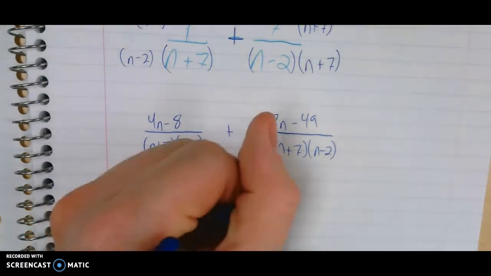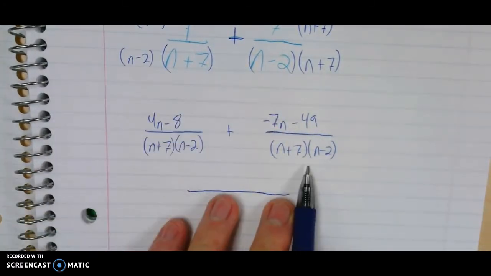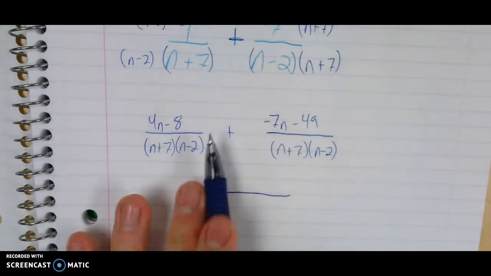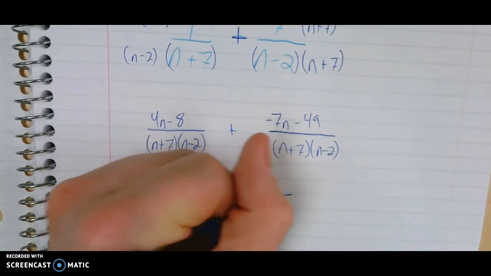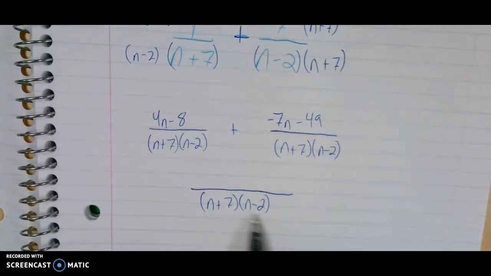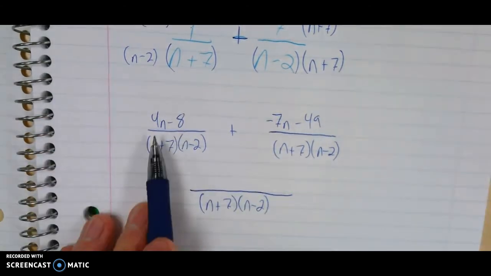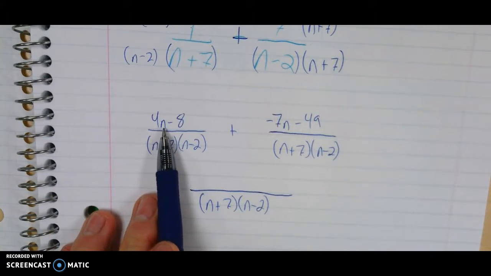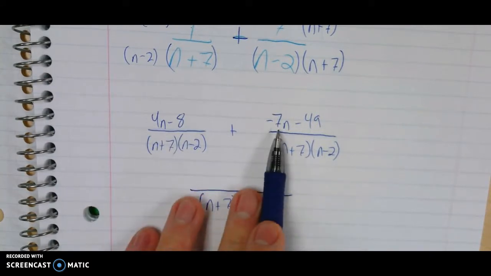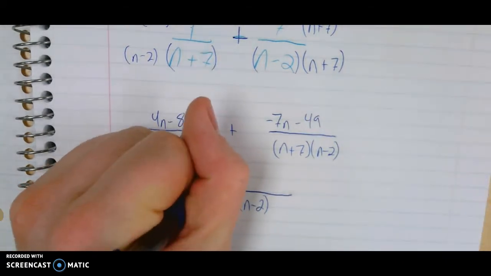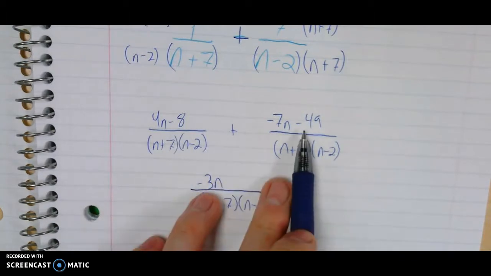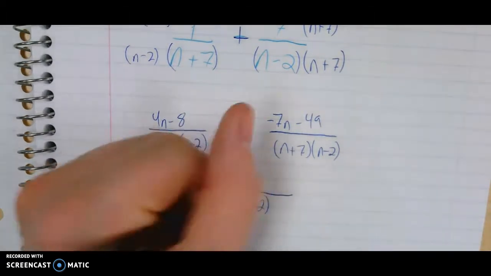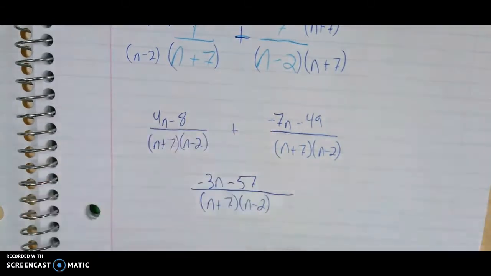Now from here, since we have the same denominator, we are going to combine like terms from our numerators. My denominator again was n plus 7 and n minus 2. And I should make note, if you had these backwards, it doesn't matter. Up top, we're going to have 4n. That can only combine with other n's. So 4n plus negative 7n, I'm getting negative 3n. Next, I have negative 8 plus negative 49, which is a negative 57.